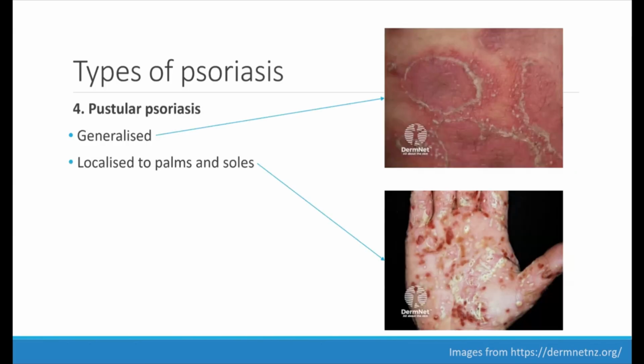Pustular psoriasis comes in two forms. It can be generalized, in which you get the pustules, which coalesce to form lakes of pus, or it can be localized to palms and soles.